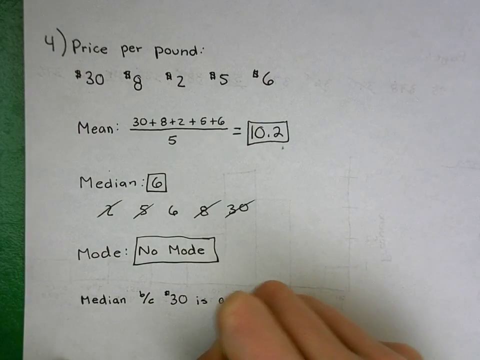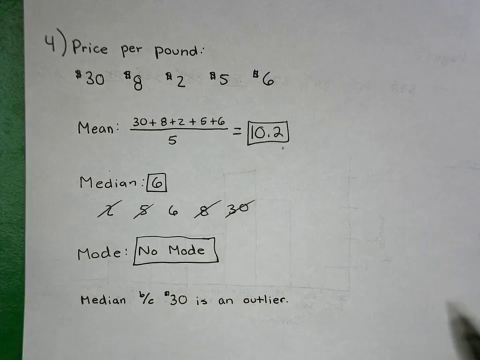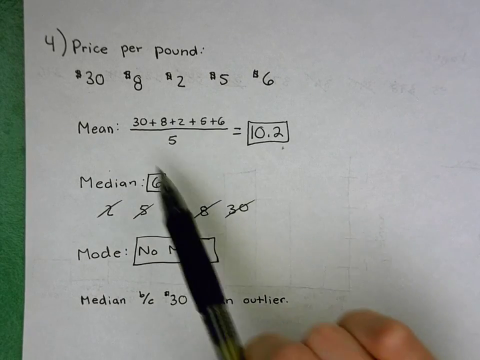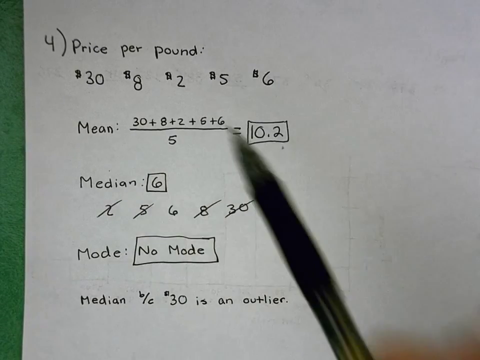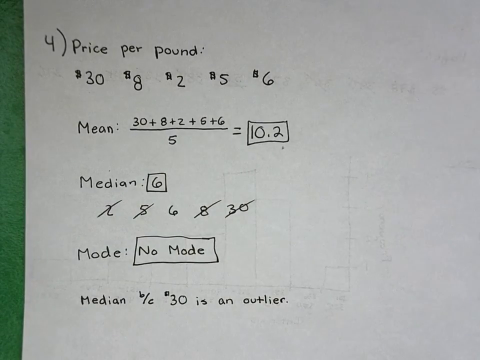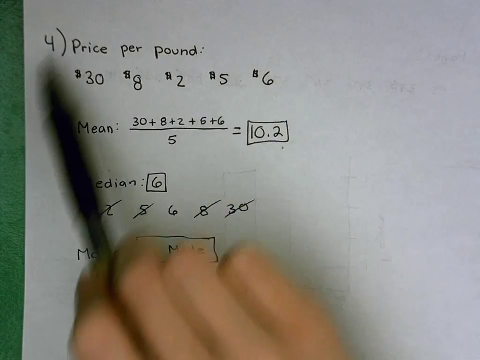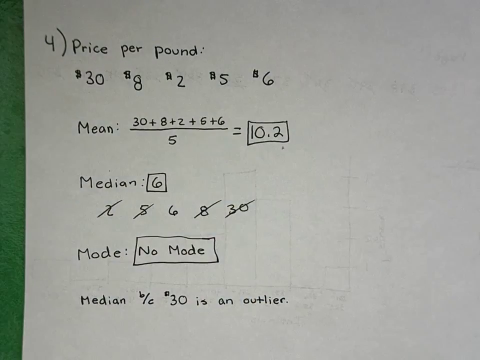Okay. And you can even kind of see why in what we've written here. Look at what the median is in this one, 6. 6 is literally in the middle of the data, right? But 6 is also right smack dab in the middle of our cluster, right? It sort of is a good representation of the majority of the data that we've produced here, right? 8, 2, 5, 6. 6 is pretty average for all the data.